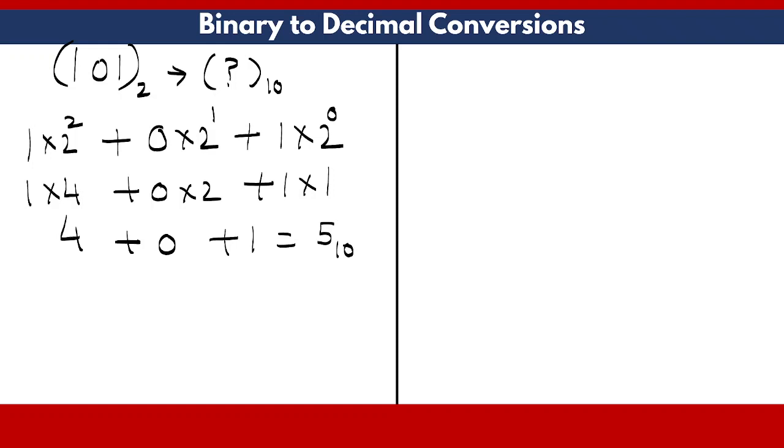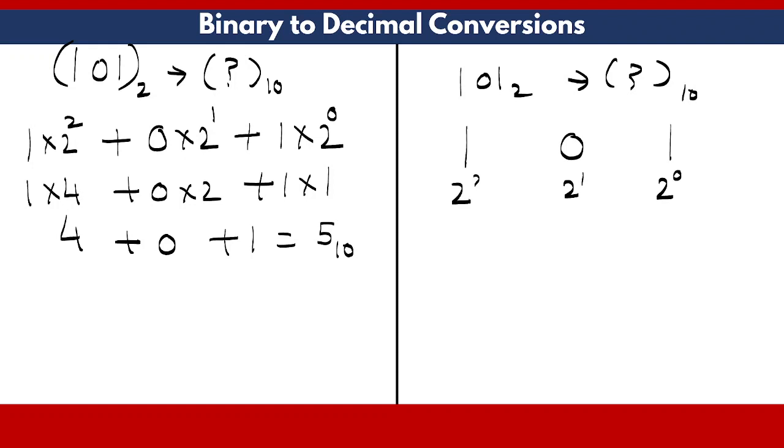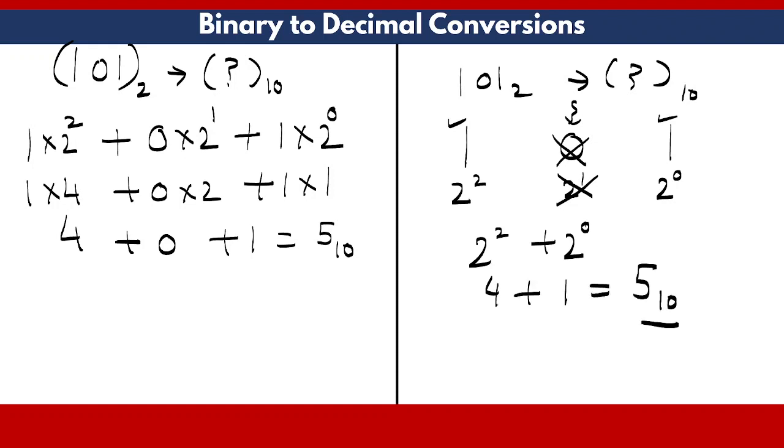Let us use the sum of weights method. We will write all the bits, and corresponding to these bits we will write their weights. Just omit those weights where the corresponding bit is 0. You have to just consider those weights where the given value is 1. So this becomes 2 to the power of 2 plus 2 to the power of 0. That means 4 plus 1. And that answer is 5. So see, the answer is the same no matter whichever method you follow.